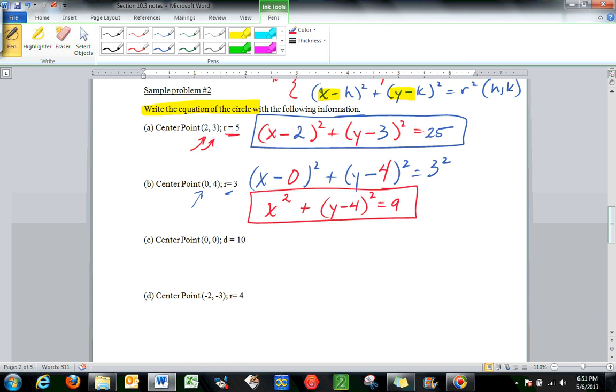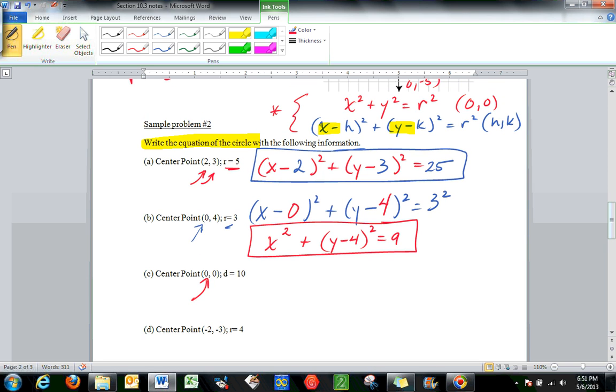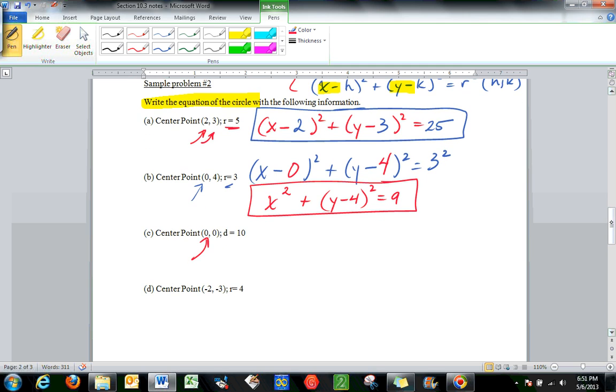The third problem gives us a little different scenario. We have (0, 0), and that tells us right away that I can use x squared plus y squared, which makes this really easy. But here's the problem: they gave us a diameter. Be careful not to be fooled by that. If the diameter is 10, we know the radius is 5, and 5 squared gives me 25 for the r squared value. That would be the equation of this circle. So just be careful that what they're giving you is consistent with what you need.